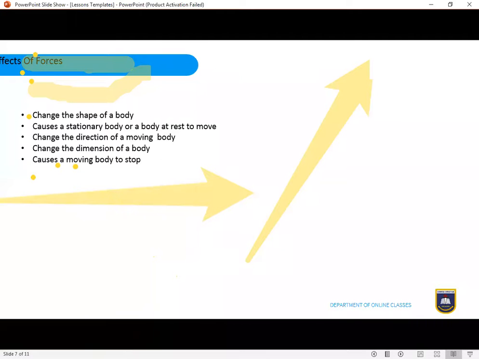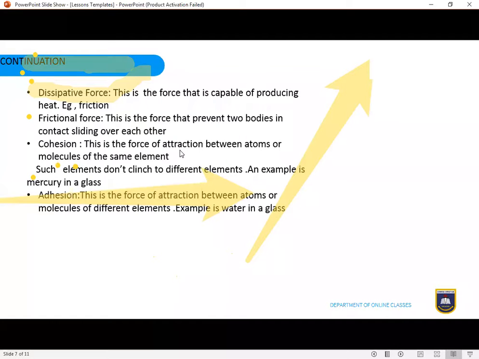Sir, under adhesion, can you consider oil in glass? Can you consider oil in glass under adhesion? Yeah, it also clings to the walls of the glass, right? So any particle at all, or any liquid that clings to the walls of the glass, possesses a force of adhesion.